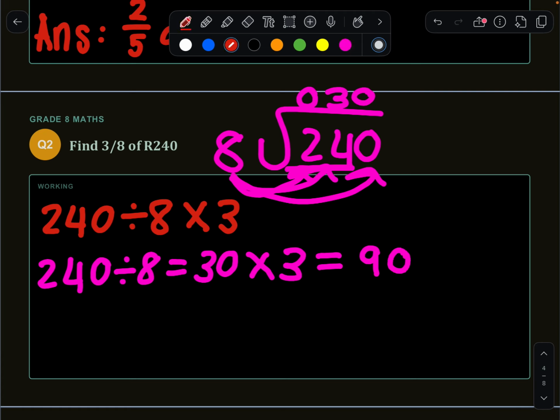Just be careful with this one because it is in rands. They want the answer in rands too. So that would be a mark just for putting the right unit there. So our answer here is 90 rand.